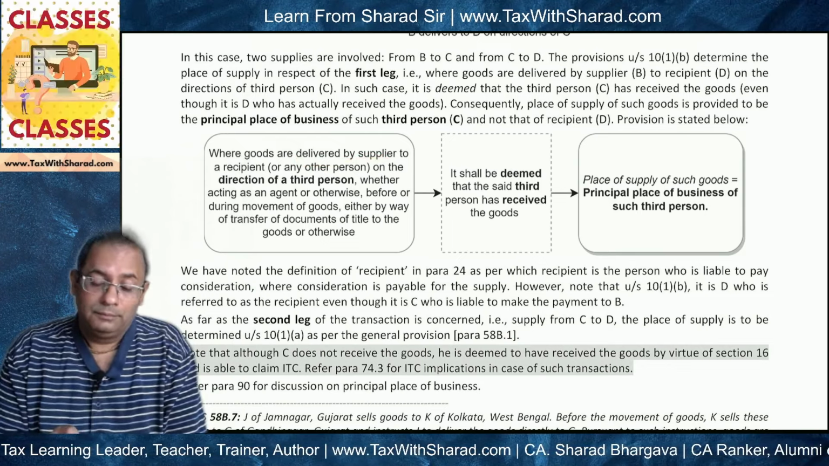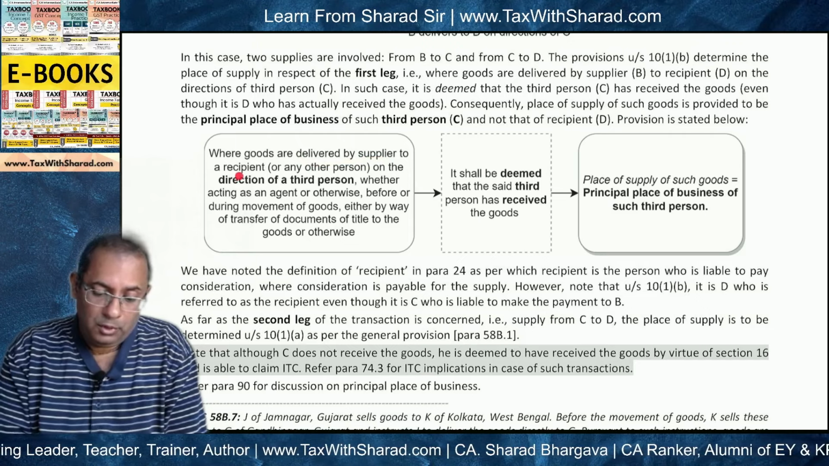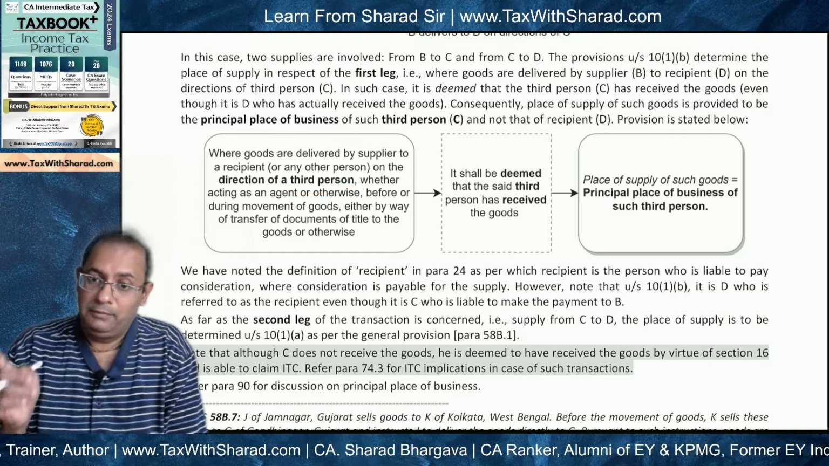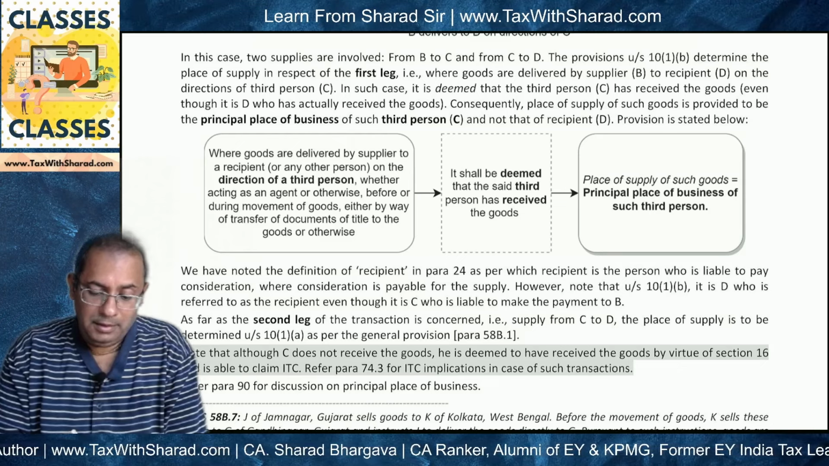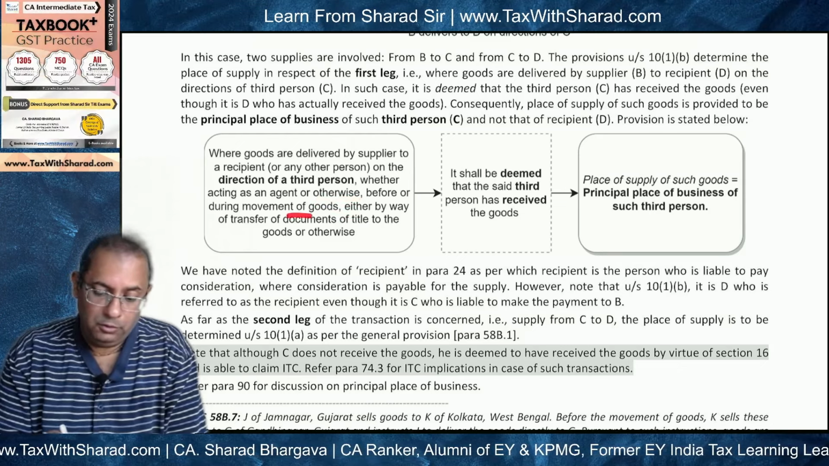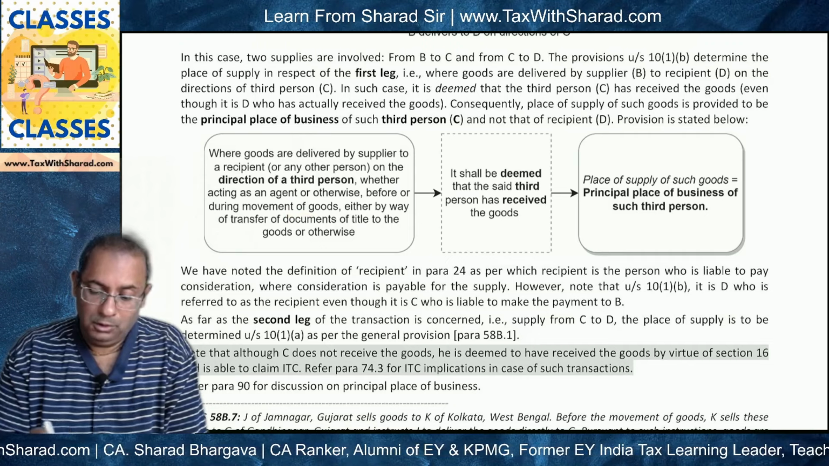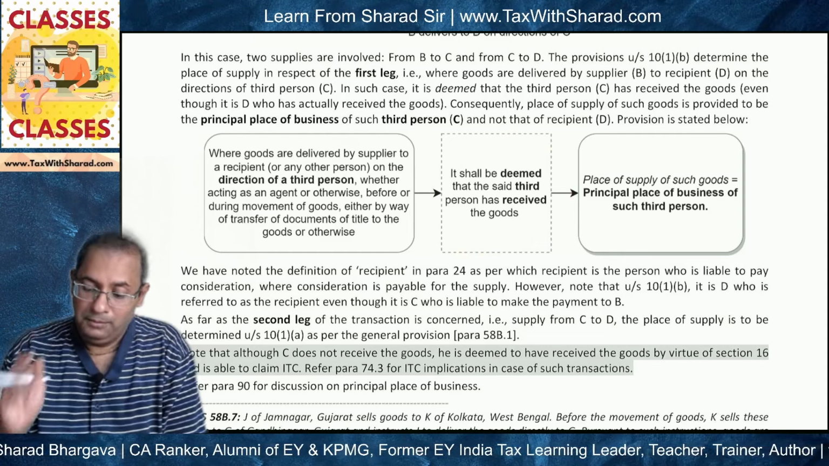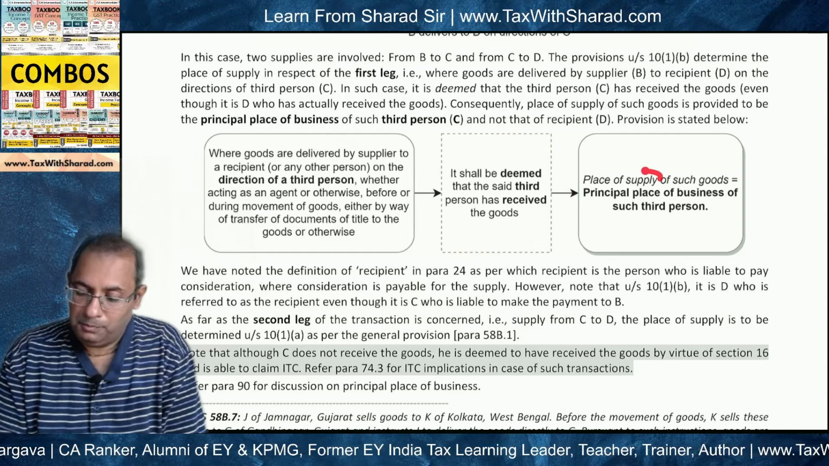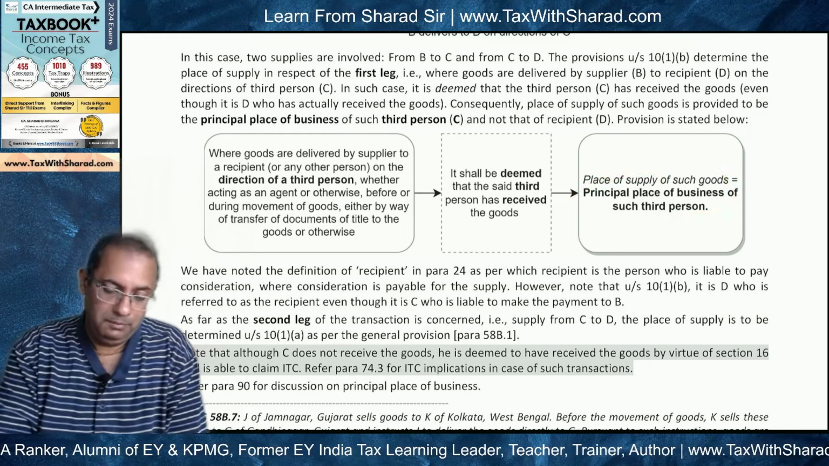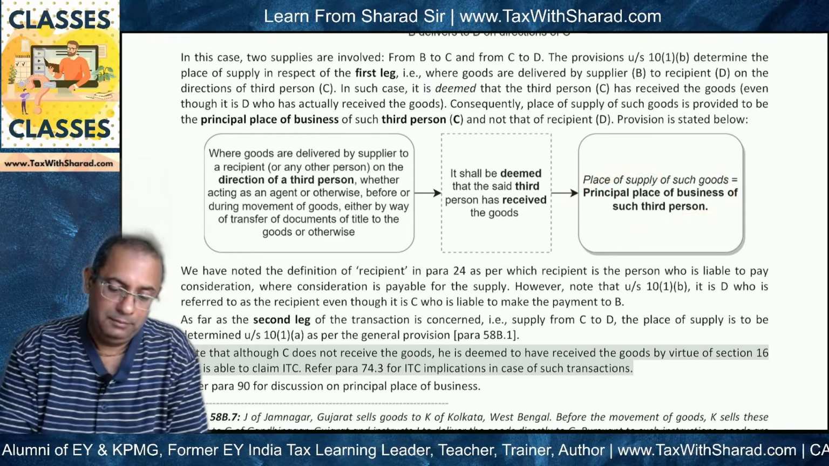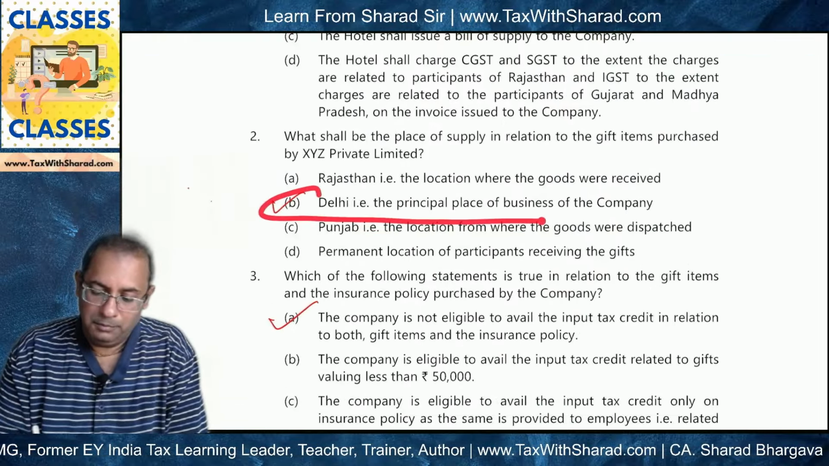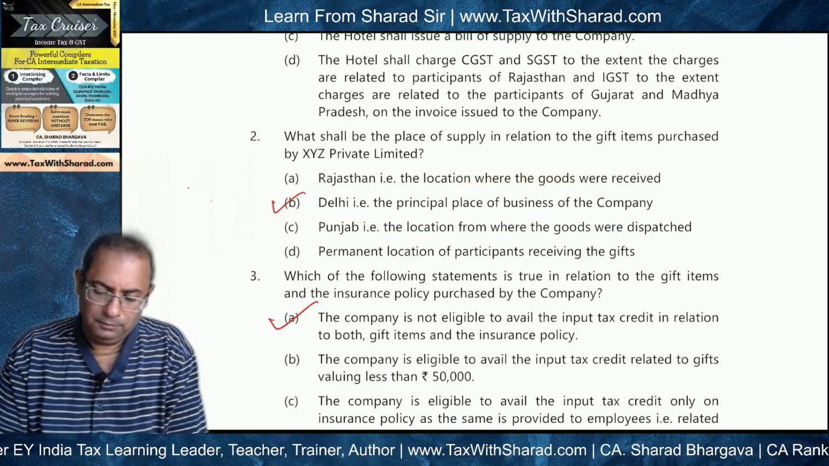in Punjab, to a recipient, hotel in Rajasthan, on the direction of a third person, XYZ in Delhi, whether acting as an agent or otherwise, before or during movement of goods, either by way of transfer of documents of title to the goods or otherwise, then it shall be deemed that the said third person has received the goods. That means XYZ. And therefore the place of supply will be the principal place of business of XYZ, such third person, which is Delhi. And therefore what will be the answer here? The place of supply will be Delhi. That is the principal place of business of the company.